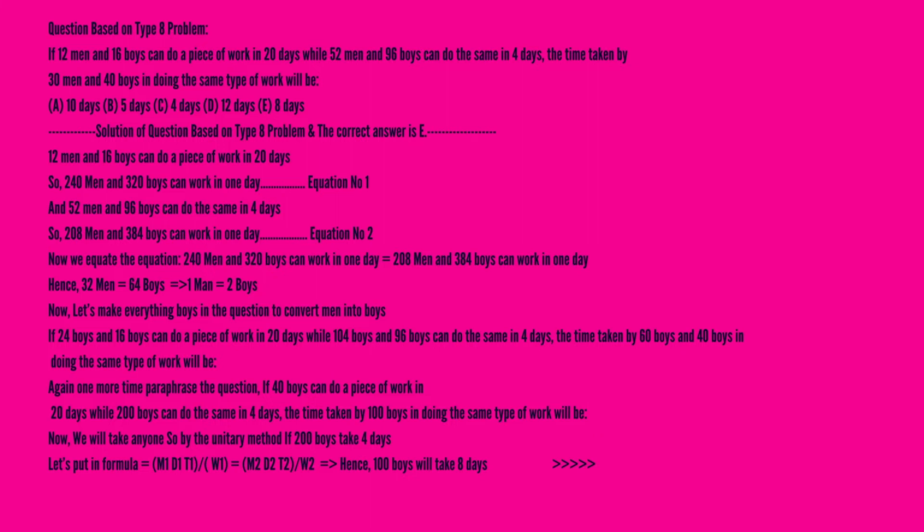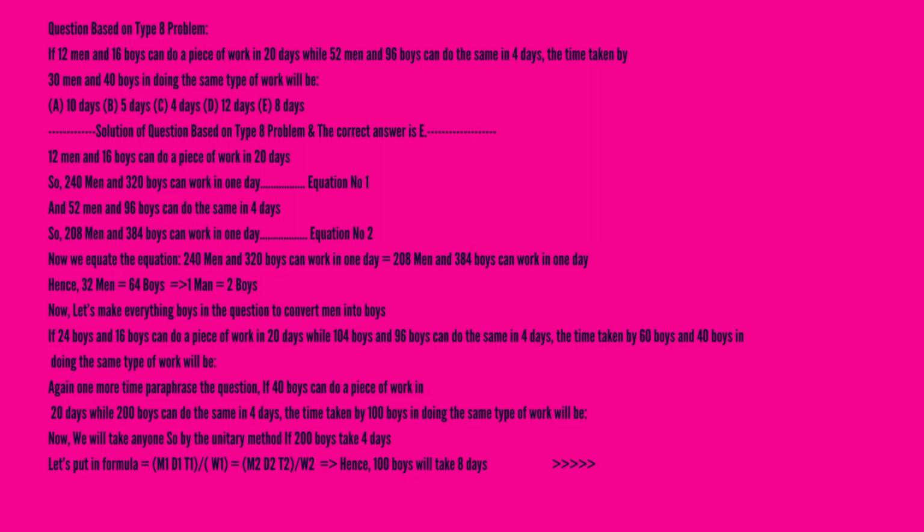So now we are going to paraphrase the question. If 24 boys and 16 boys, so instead of man we are going to put boys everywhere. So if 24 boys and 16 boys can do a piece of work in 20 days, so 104 boys and 96 boys can do the same work in 4 days, then time taken by, now the question basically.